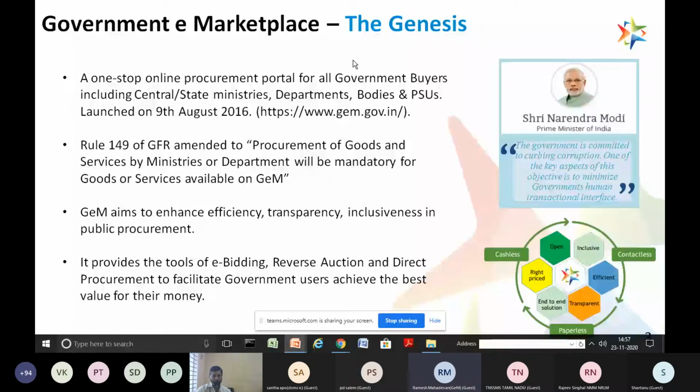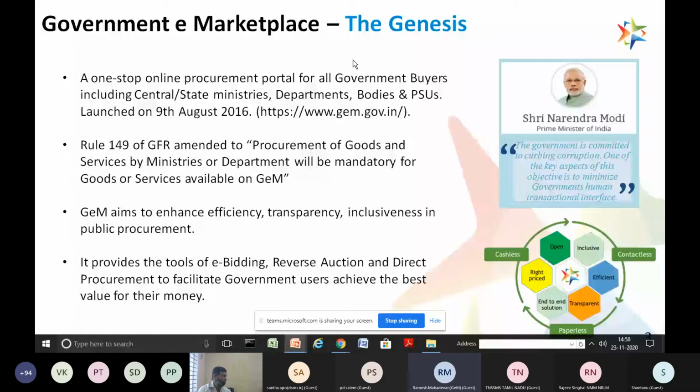Can the government sell on this? Yes, the government can also sell on this portal. So the government can be both buyer as well as seller, whereas only the government can be the buyer on the portal. Private bodies or private entities, or even SHGs, cannot go and procure goods from GeM. So that's the basic fact.